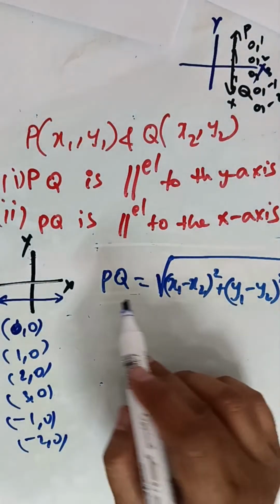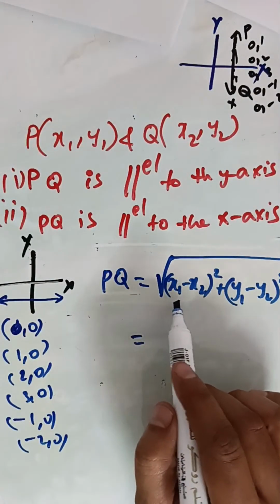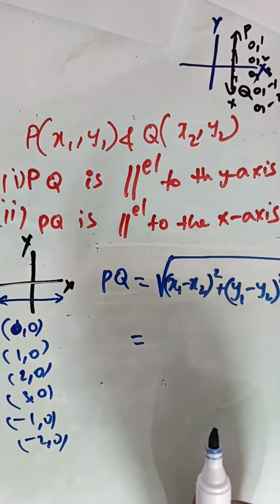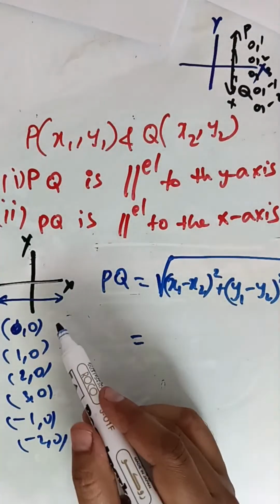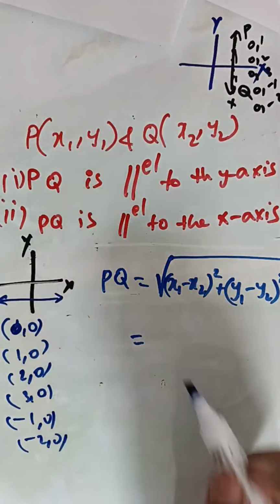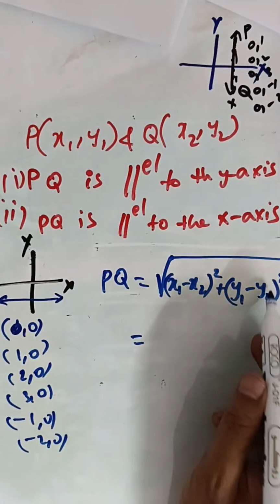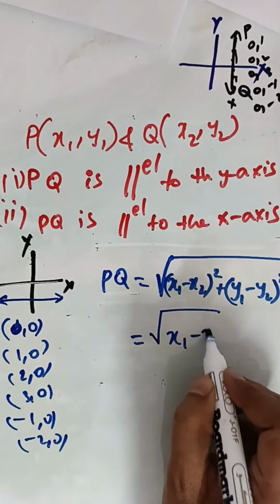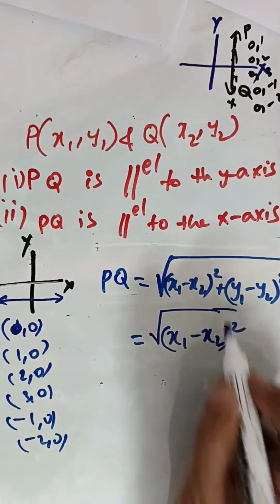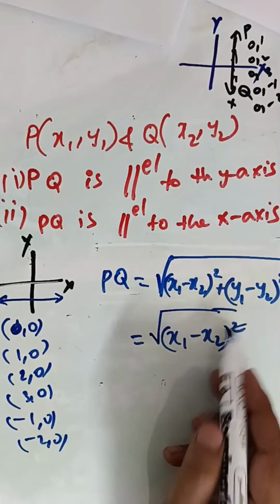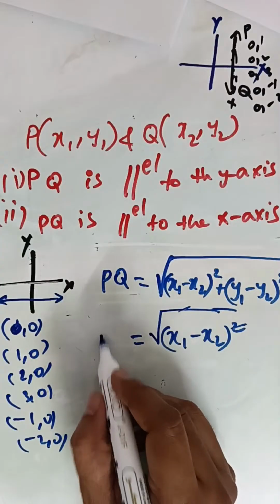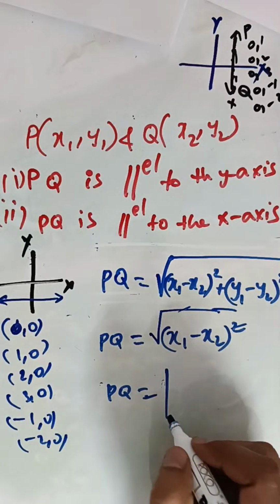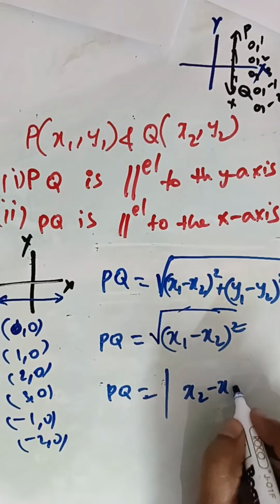Now, PQ is square root of x1 minus x2 whole square plus y1 minus y2 whole square. Now, all the y's are 0, so this bracket will become 0. So the formula will remain with x1 minus x2 whole square. Similarly, as we did before, square and root get cancelled. So PQ is equal to absolute value of x2 minus x1.